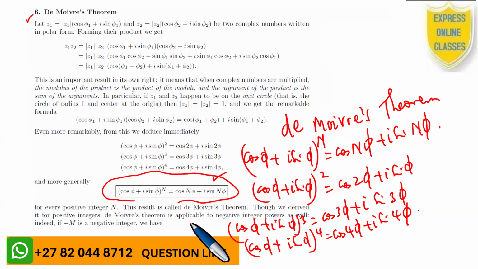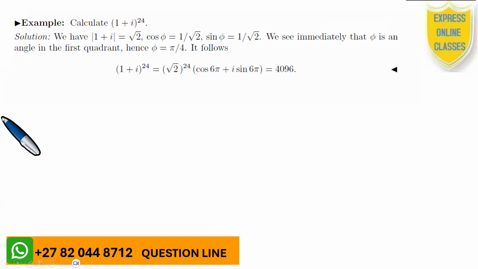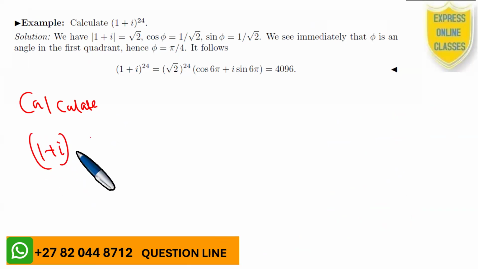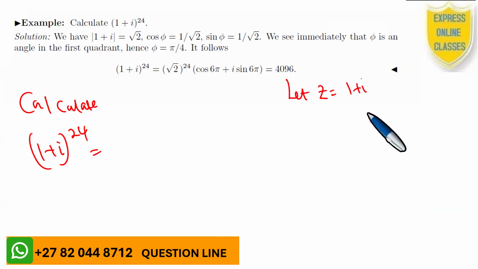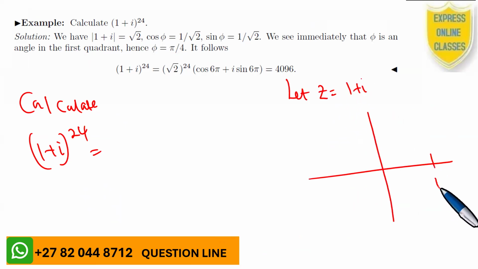We continue. Let us look at some other things we can do with De Moivre. Now with De Moivre, we need to calculate, like they're saying, 1 plus I to the power 24. But to calculate this, we must first write this number in polar form. So you take 1 plus I, and then you plot it.